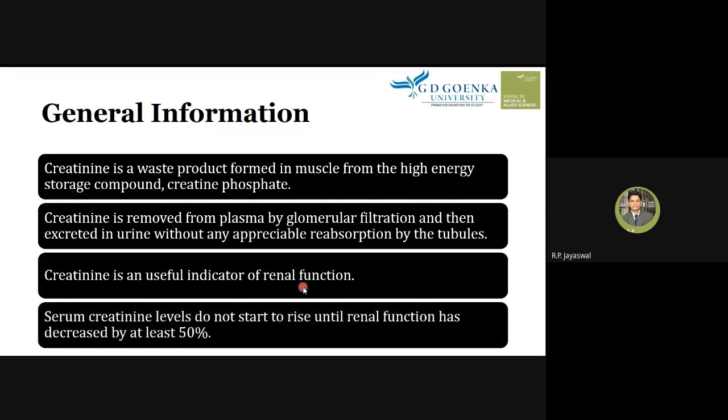Serum creatinine levels do not start to rise until renal function has decreased by at least 50%. So we have to understand that only when the renal function has decreased by 50% does the creatinine level start to rise. If the creatinine level increases in the blood, you have to interpret that the renal function has decreased by 50%.